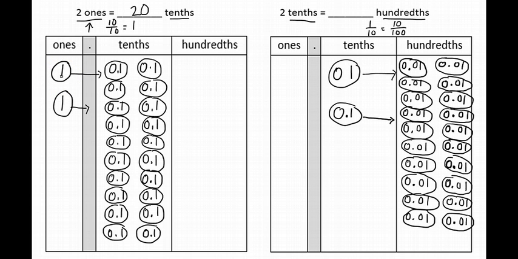And now both of my tenths have been decomposed into 10 hundredths. That means in all, 2/10 is equal to 20 hundredths because I have 20 discs in my hundredths column and each is 1/100th.